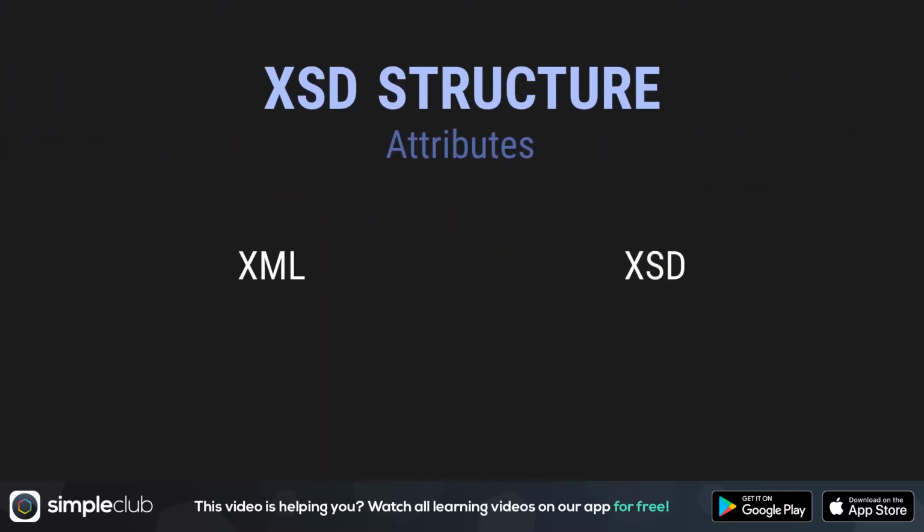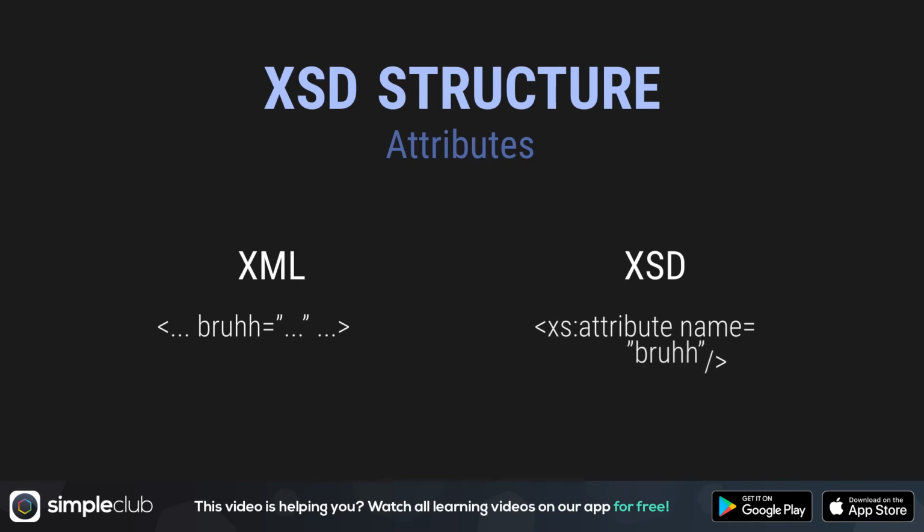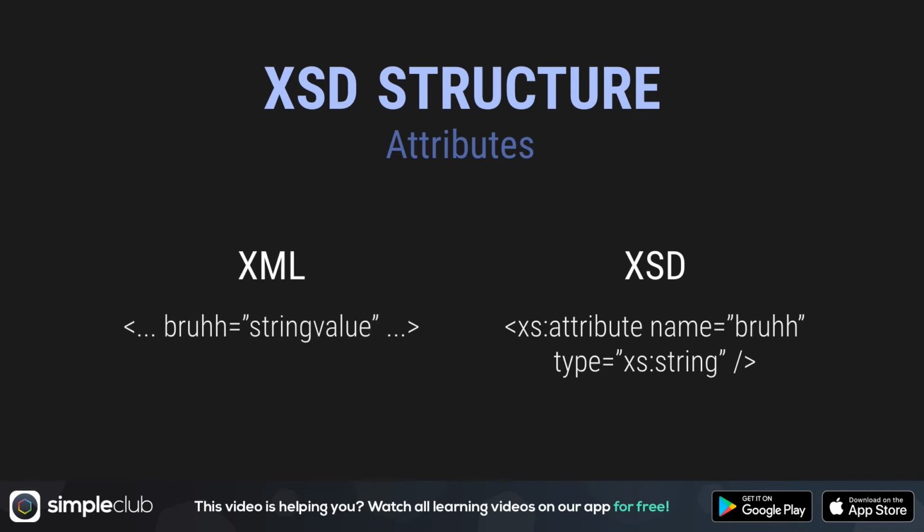Now of course, we have attributes inside of tags in XML documents too. These are defined in XSD using XS:attribute. And then we can just close XS:attribute right after we open it. We can give it a name using the attribute name here too, which means the attribute in XML will need to have the same name as the one defined in XSD. And then we use type to define the data type. And the value of the XML attribute will then have to correspond to the data type in XSD.